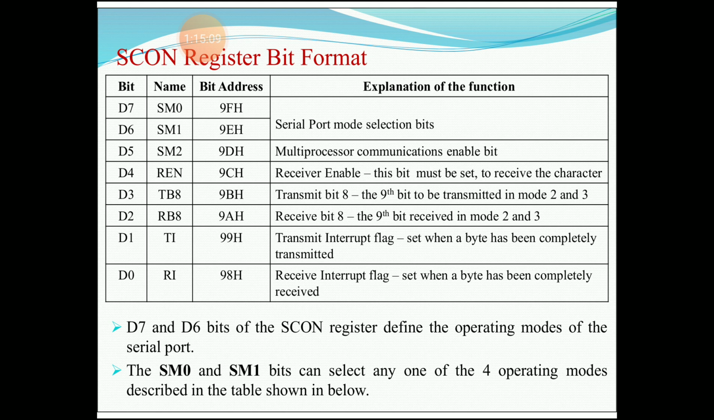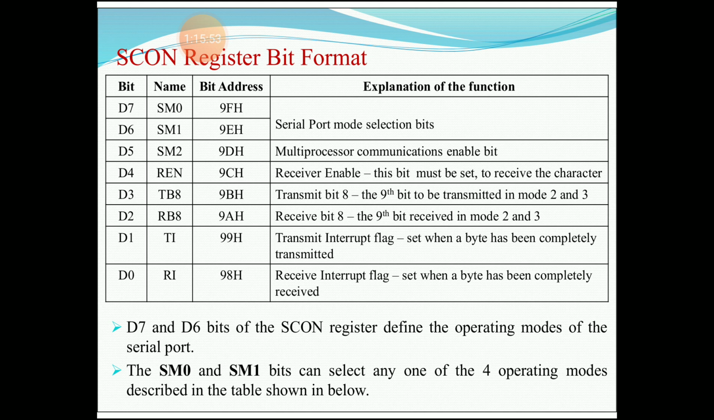And D3 bit belongs to TB8, that is transmit bit 8, the ninth bit to be transmitted in mode 2 and mode 3. And D2 bit RB8, that is receive bit 8, the ninth bit received in mode 2 and mode 3. And D1, D0 belong to interrupts TI and RI. The transmit interrupt flag is set when a byte has been completely transmitted, and the receive interrupt flag is set when a byte has been completely received.